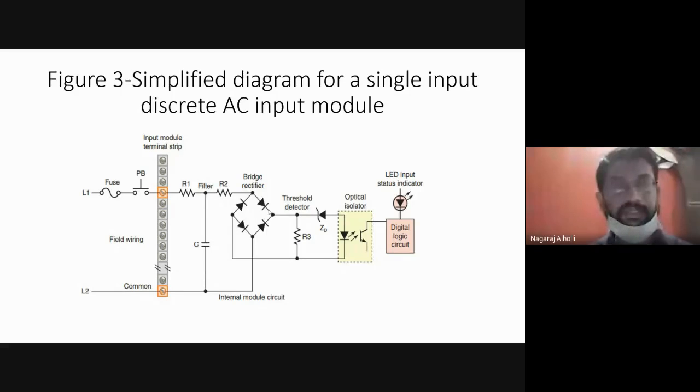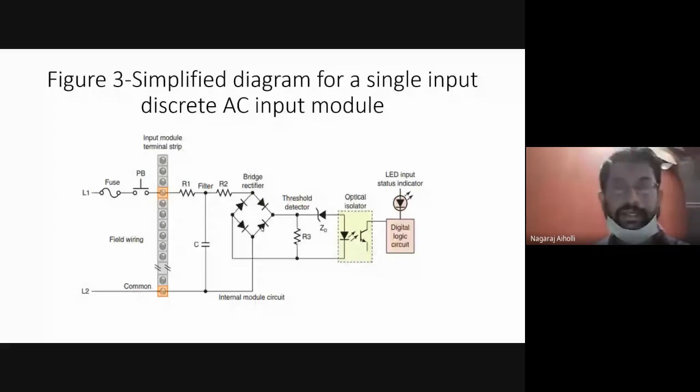Here in this bridge rectifier, these are the four diodes which form the bridge rectifier circuit. These two diodes are connected in parallel, and the other two diodes are connected in anti-parallel fashion. What is the meaning of anti-parallel? The negative of this diode is connected to the positive of this diode. This is called an anti-parallel arrangement.